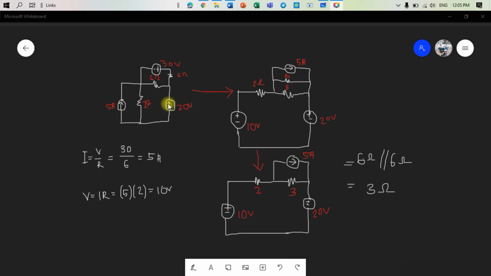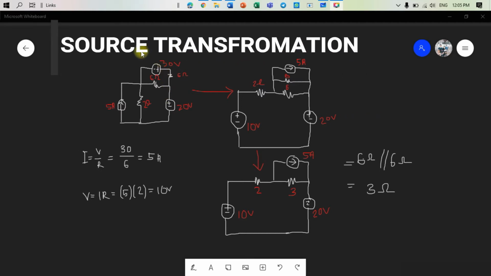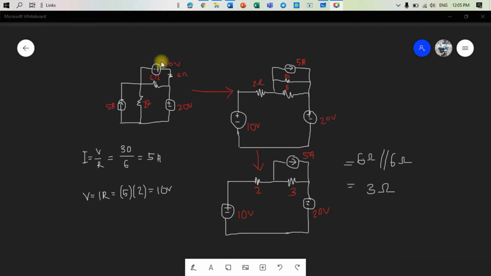We must solve this equation using source transformation. First, we can change these two sources, the current source and the voltage source, at this one. If we change this source, the circuit will be like this.